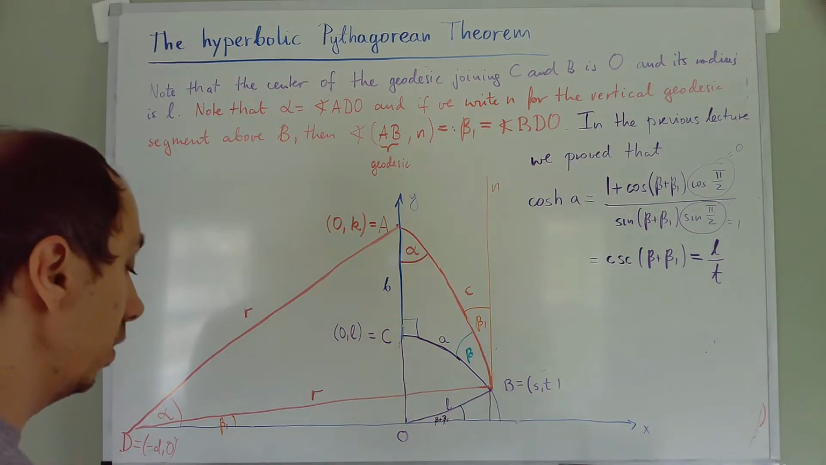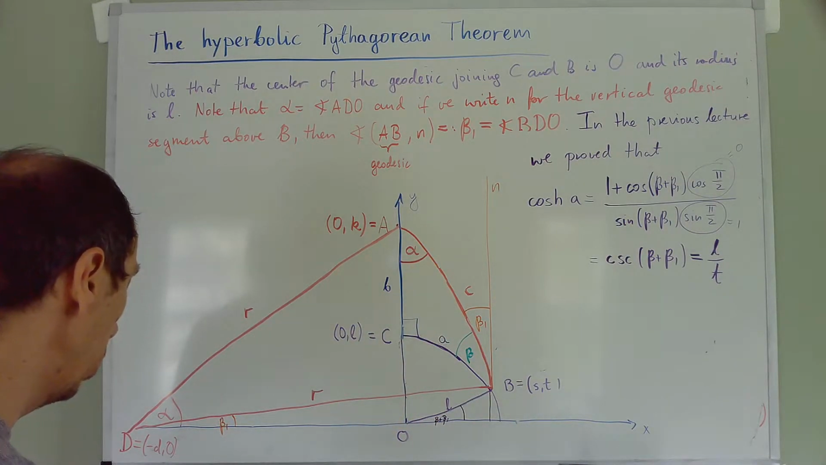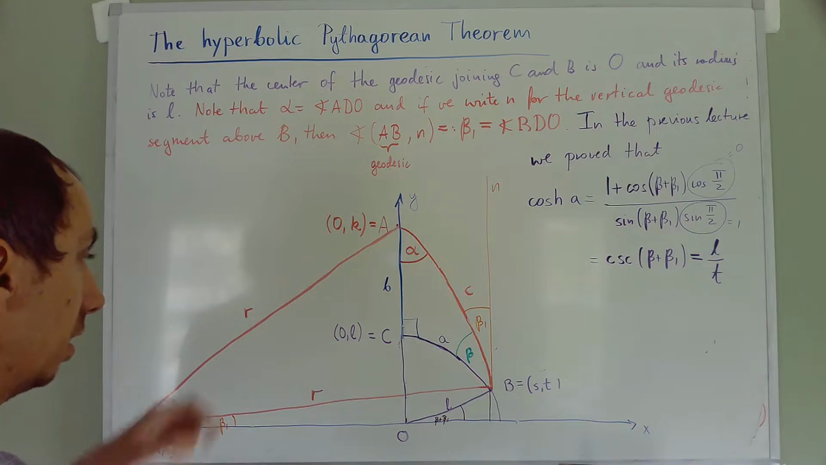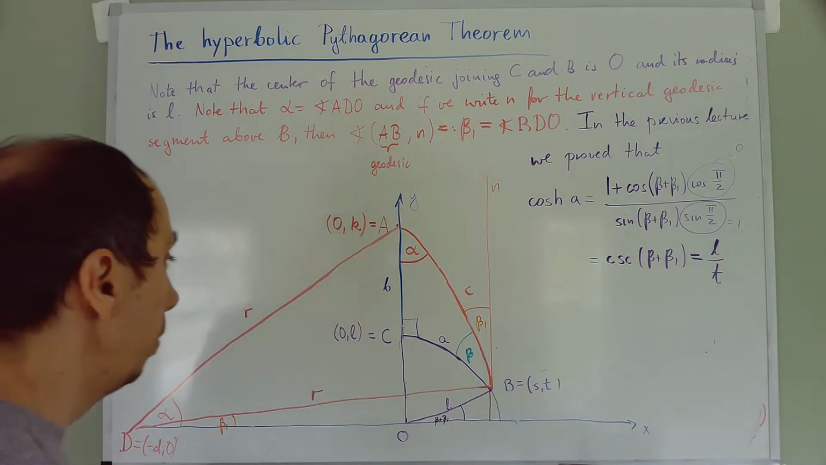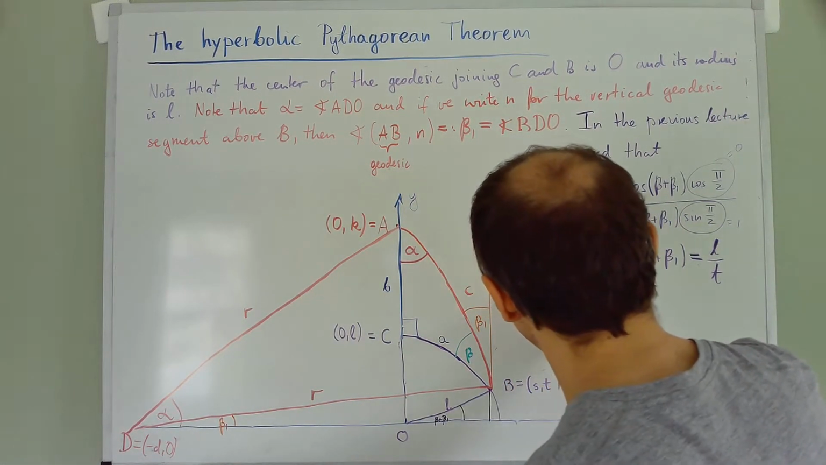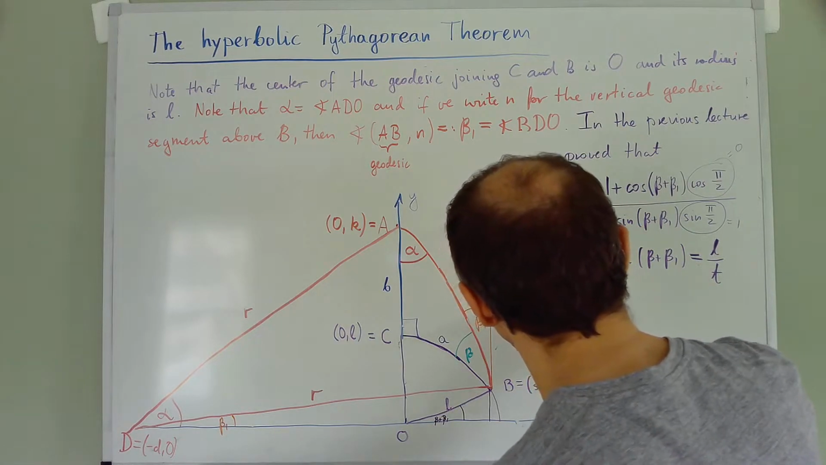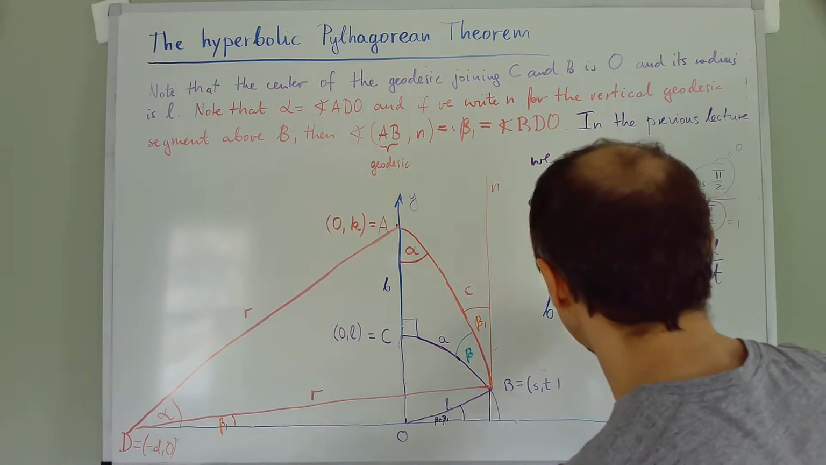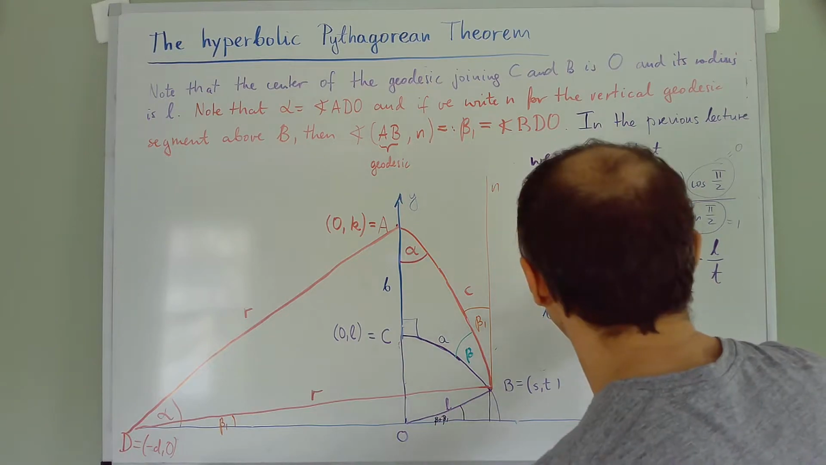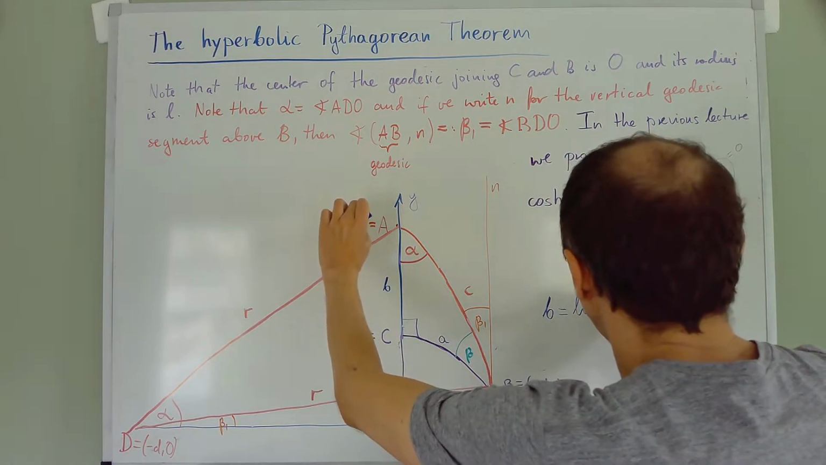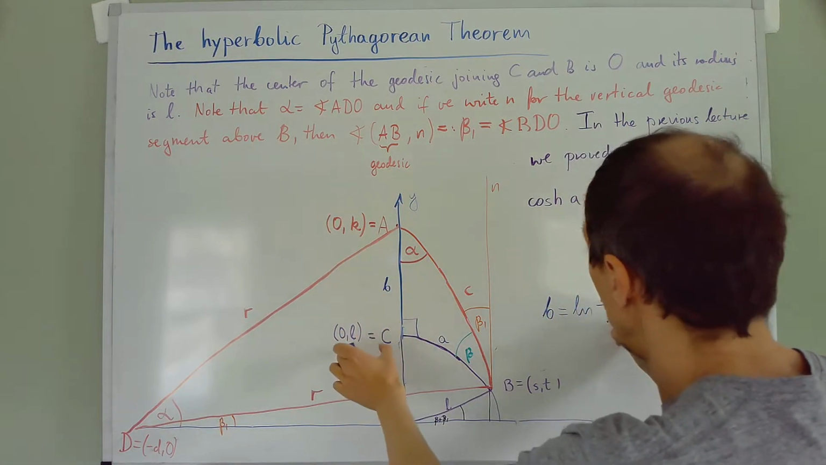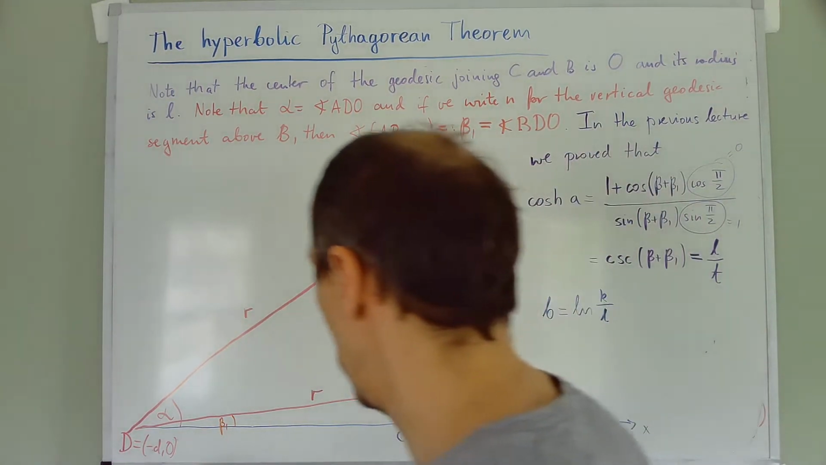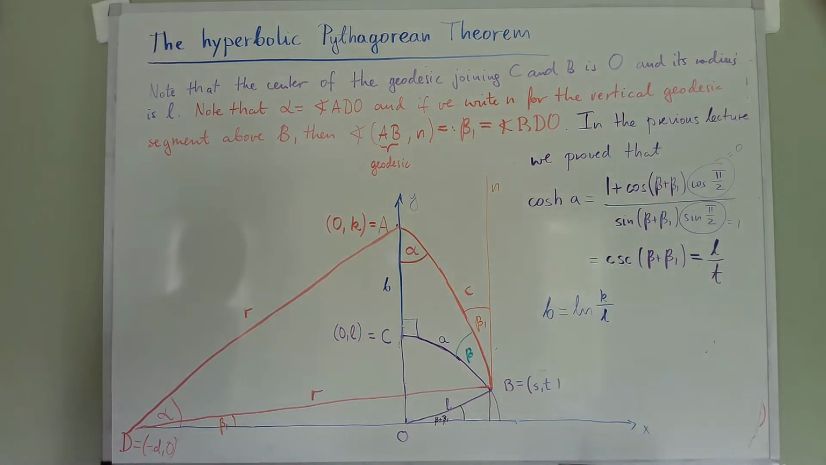So that's the hyperbolic cosine of one of the sides. Let's look at another one. Maybe let's look at B. B is easier to compute because B is part of a vertical geodesic. So that's just the natural log of the y-coordinate of the point on the top divided by the y-coordinate of the point on the bottom. So that's natural log of K over L.